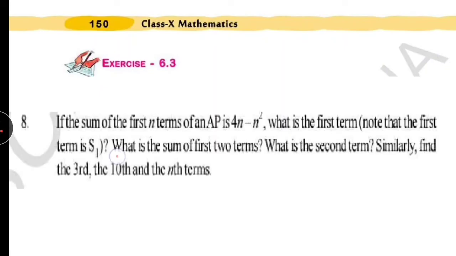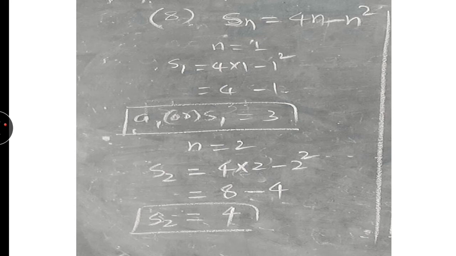Next, what is the sum of the first 2 terms? That means S2. So here for S2, substitute n equals 2. Then S2 will become 4 into 2 minus 2 square. 4 into 2 is 8, 2 square is 4. So 8 minus 4 is 4. So the sum of the first 2 terms is 4.